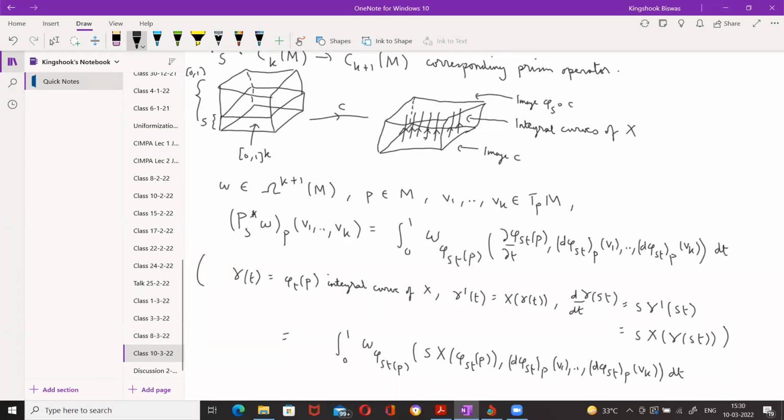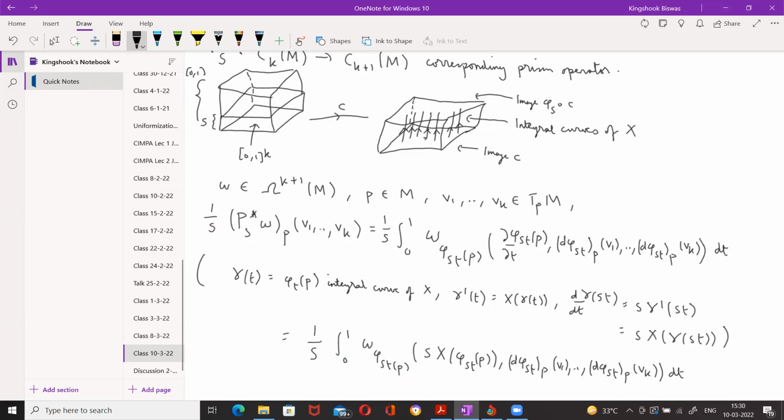Now, what happens as s tends to 0? Well, this omega is linear, so this s will come out of here, right? I'll get an s coming out. So as s tends to 0, this should tend to 0 like s times some constant, right? So what I should do is divide by s. So I look at 1 over s times phi s star omega. Then this 1 over s will cancel with this s here.